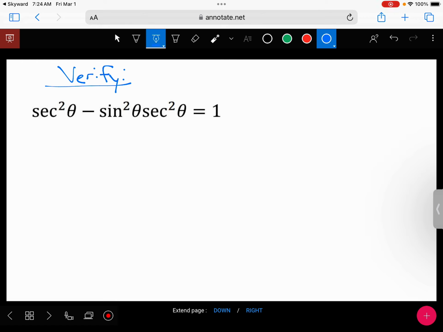So here there's secant squared minus sine squared times secant squared. We got to take a closer look. Now right off the bat, there is an identity we can apply, but there is something else. Who thinks they know what we can do to simplify that left-hand side? What do we do with secant squared?